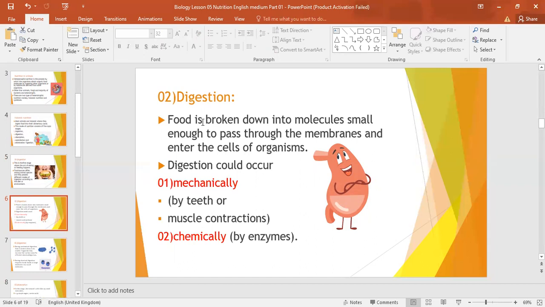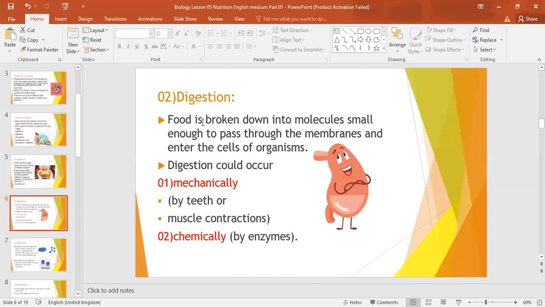Food is broken down into molecules small enough to pass through the membranes and enter the cells of organisms. You know, when we compare the size of our cells, it is so tiny. When we compare it with the size of food particles that we ingested, our cells are so much tinier. So at the end, the nutrients of our ingested food should be absorbed into our cells.